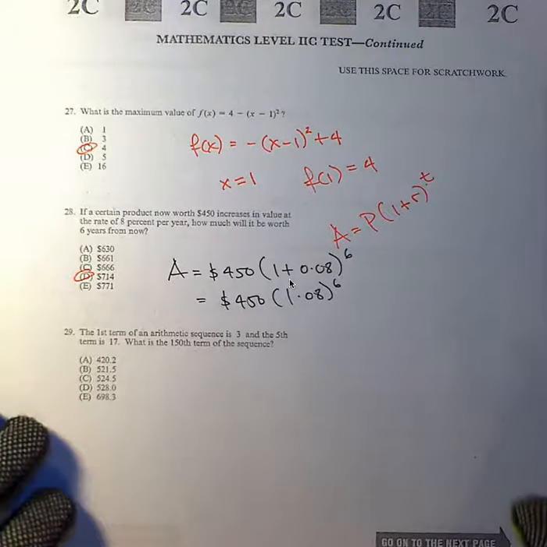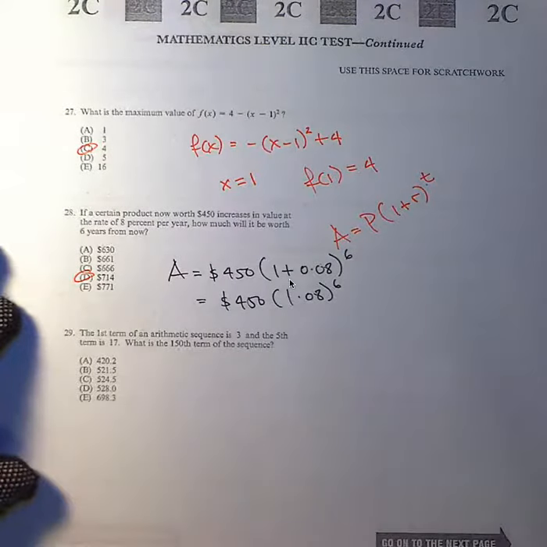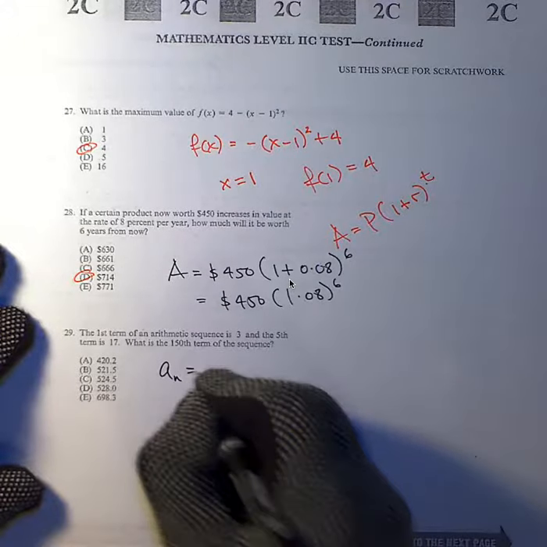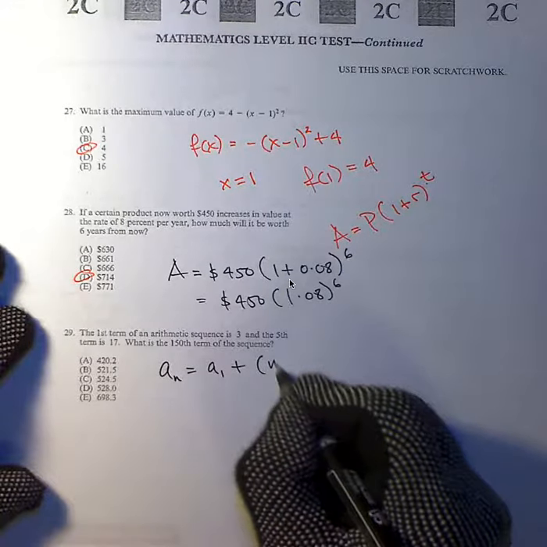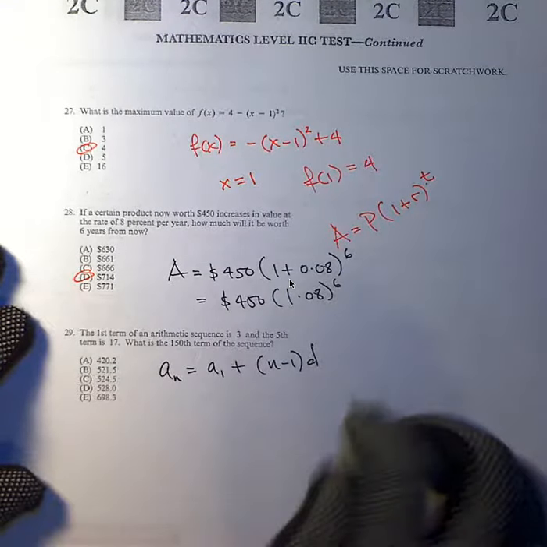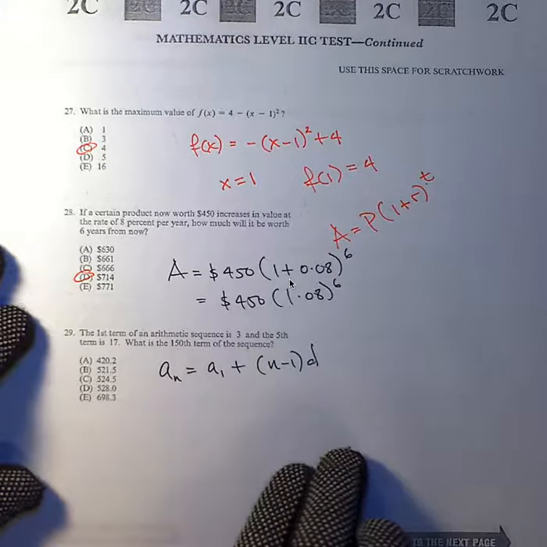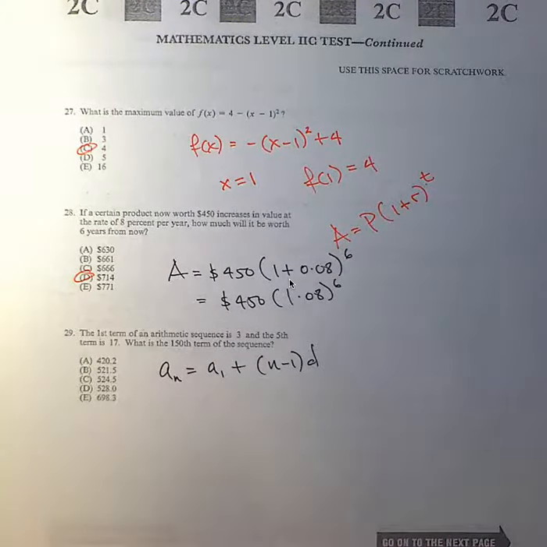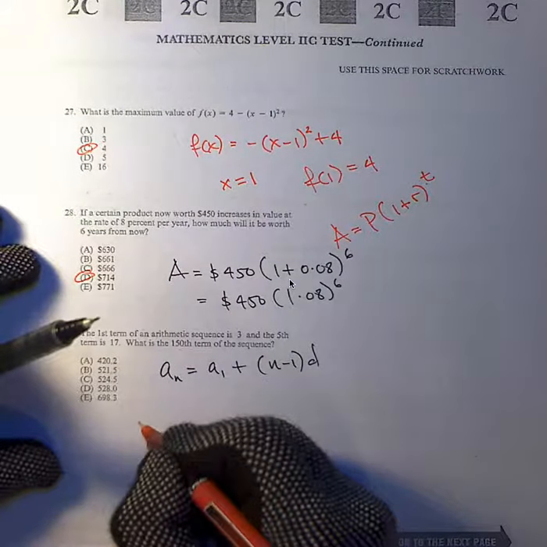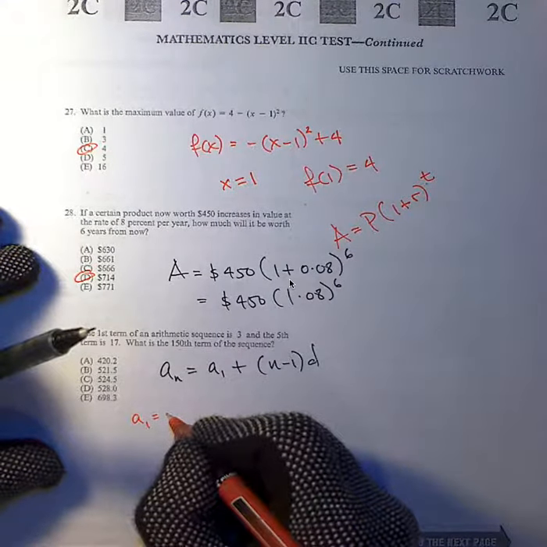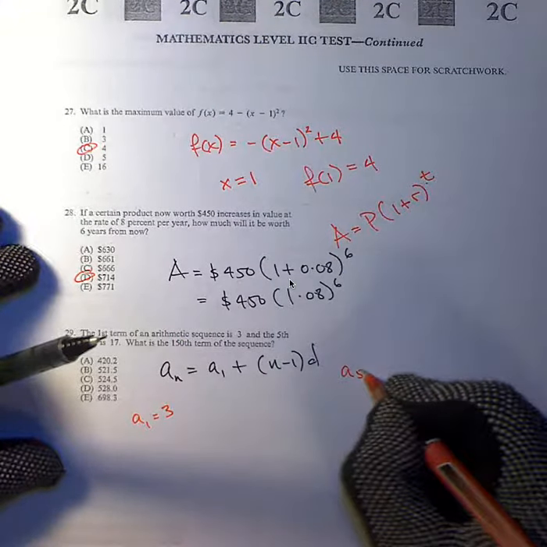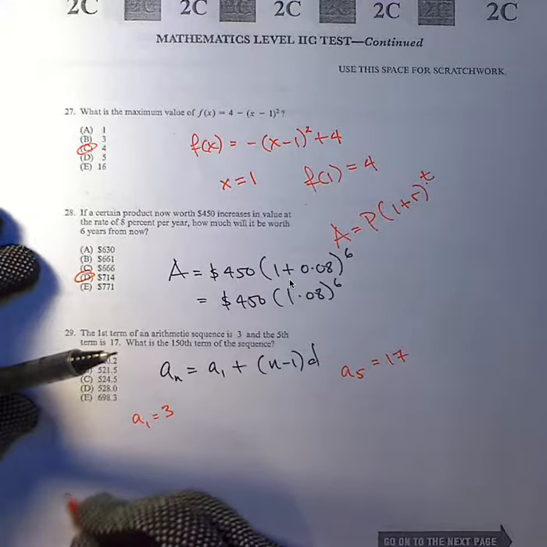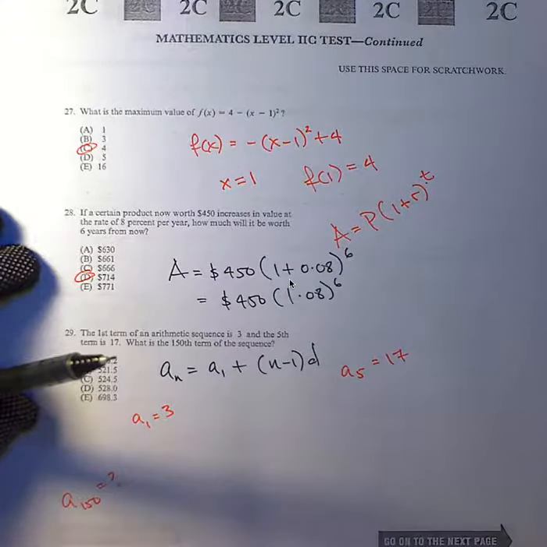Okay, so next, the first term in the arithmetic sequence is 3. I like to start with writing the nth term in general, which is a_n, the nth term, is equal to a1, the first term, plus n minus 1 times d. This is true for an arithmetic sequence where d is the difference between any two consecutive terms. Okay, cool. So we know that a1, the first term, is 3, and a5 is equal to 17, and we're asked for a150 equals what, right? Got it.